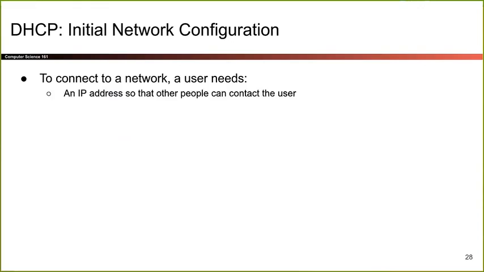And DHCP, what it's used for is initial network configuration. So if you think about it, if I want to connect to the network, there's a couple things that I need. I need an IP address. So I have to have my own address so that other people can talk to me, right? If I don't have an address, how will you send messages to me? You can't.